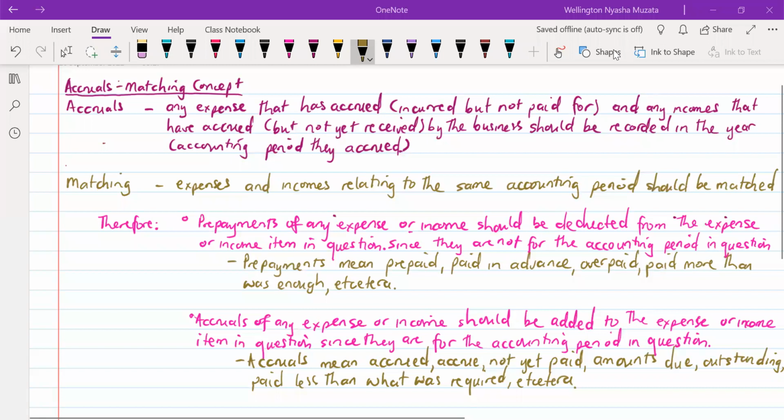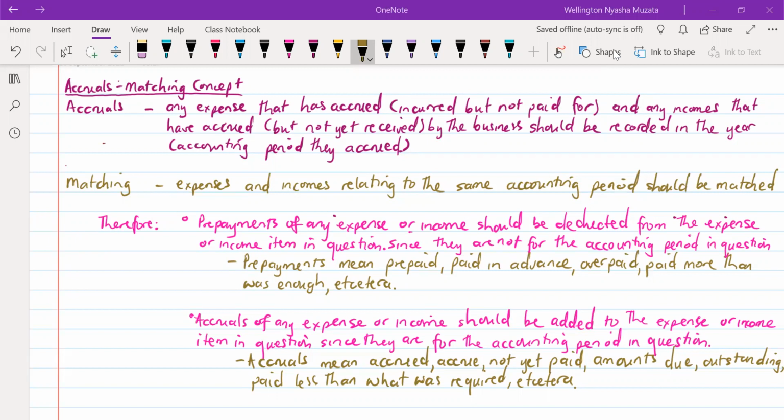Accounting: accruals, matching concept. Accruals: any expense that is accrued or incurred but not paid for, and any incomes that have accrued but not yet been received by the business, should be recorded in the year or accounting period they accrued. Matching: expenses and incomes relating to the same accounting period should be matched.